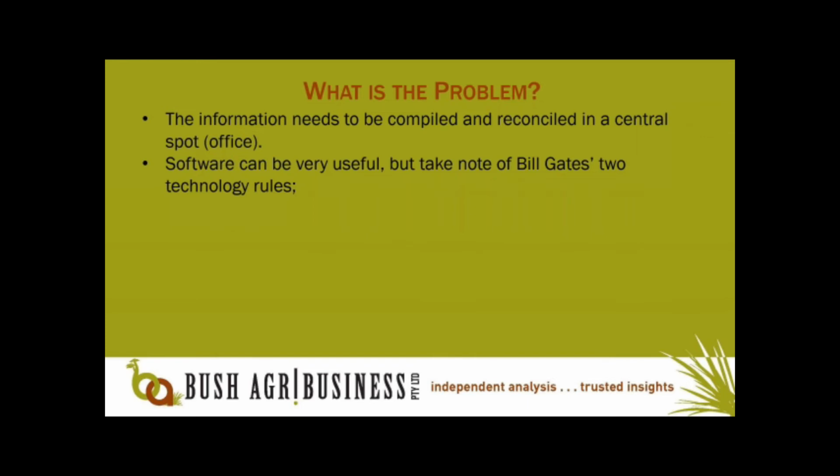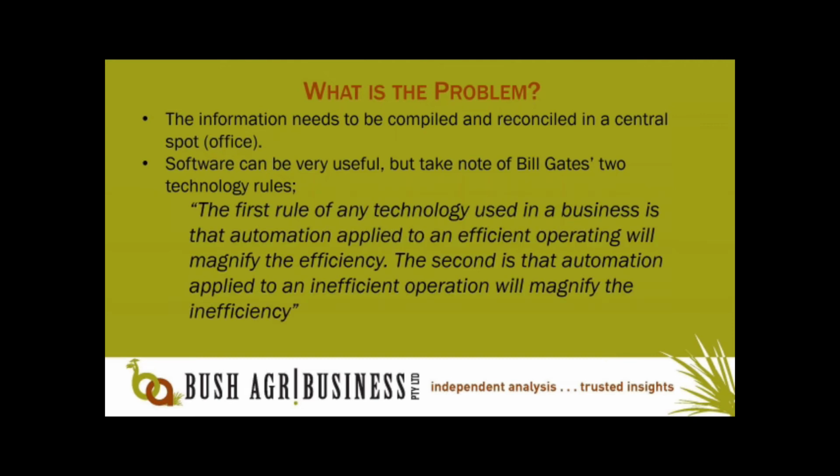This is where Bill Gates's technology rules come in. There's a couple of them here which I quite like, where he says, first rule is applying technology or automation to an efficient operation will magnify the efficiency, and the second is that automation or technology applied to an inefficient operation will magnify the inefficiency. So I think that's a good thing to think of there, is looking at the software and how to use it. Definitely has a place, but it needs to be a tool for you.